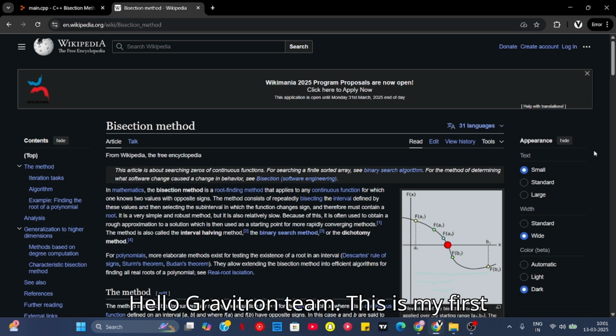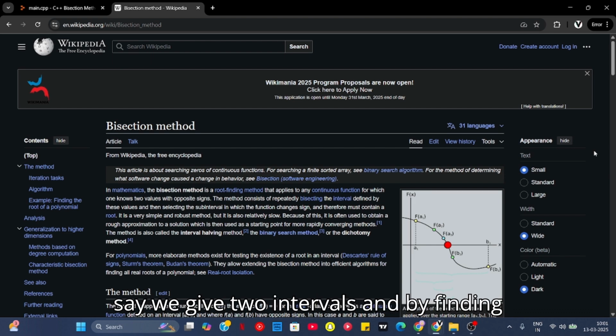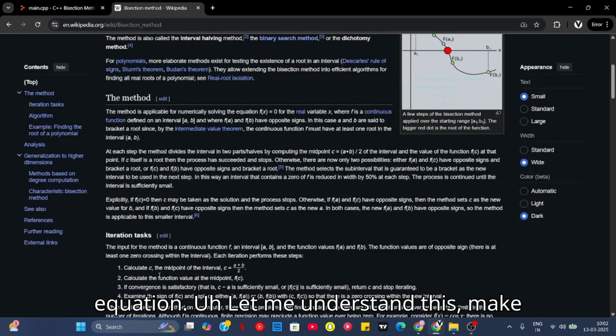Hello, Gravitron team. This is my first project on C++, a bisection method. It is a method to find the roots of an equation. In simple terms, we give two intervals, and by finding the middle point, we find the root of the equation. Let me help you understand this.